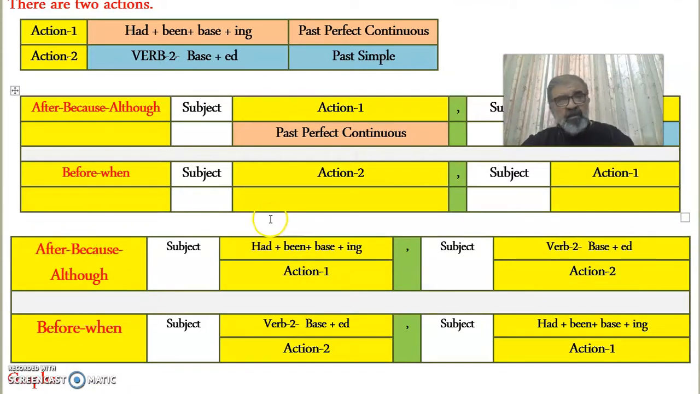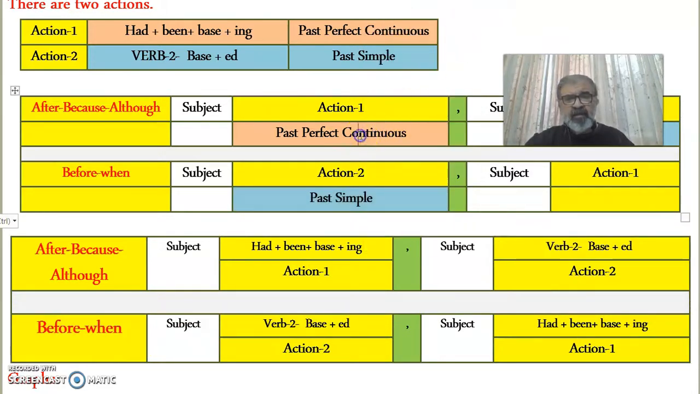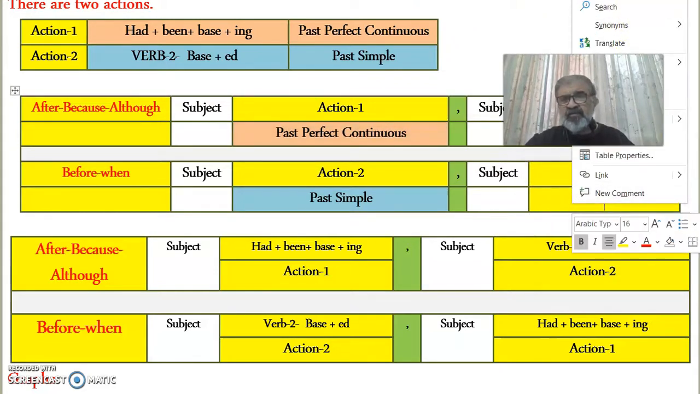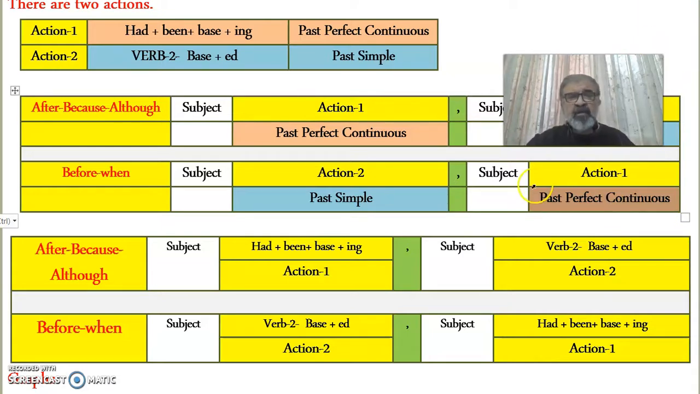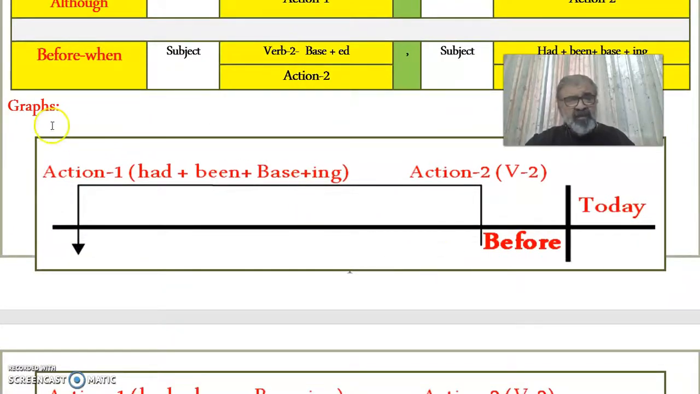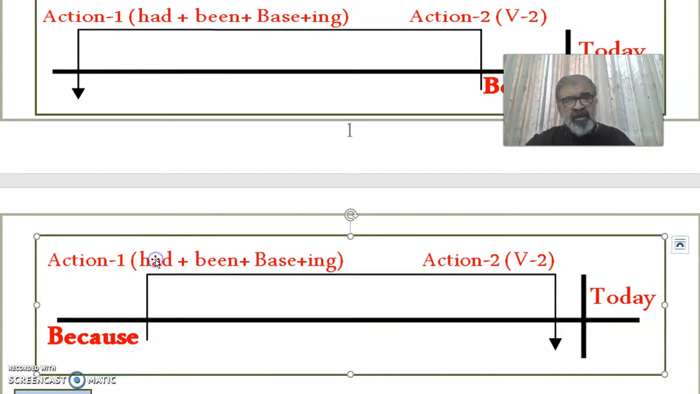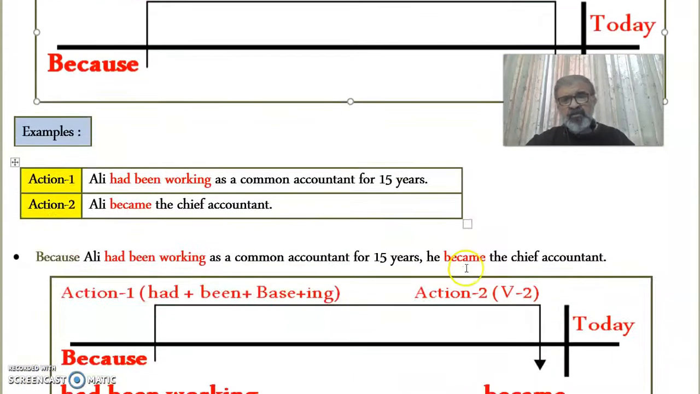However, before and when are followed by action 2, then action 1. So it should be past simple and then past perfect continuous, as you can see. Great. So far, so good. Now, let's look at the graphs. The graphs might help, but you have to understand the tenses themselves. So like before here, followed always by action 2 and then action 1. Now, because is followed by action 1 and then action 2. Okay, now let's go down.